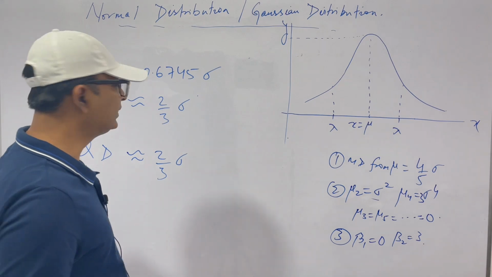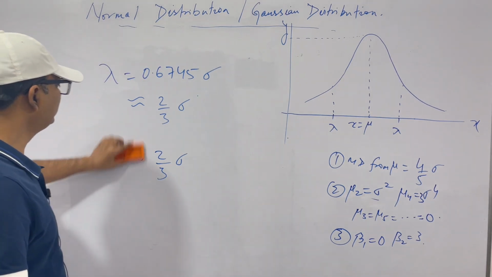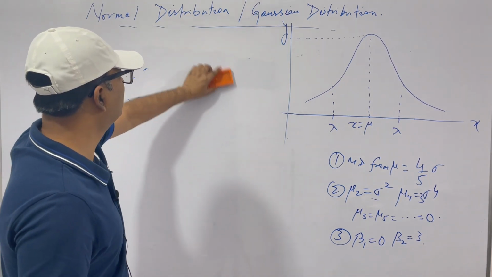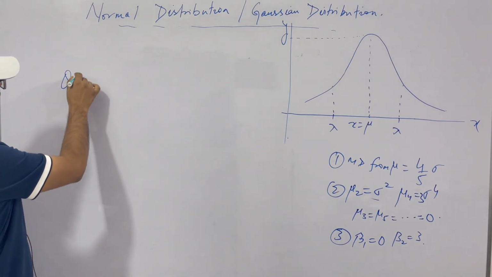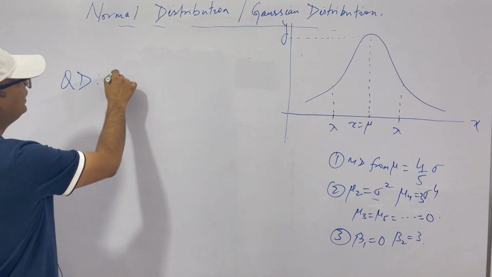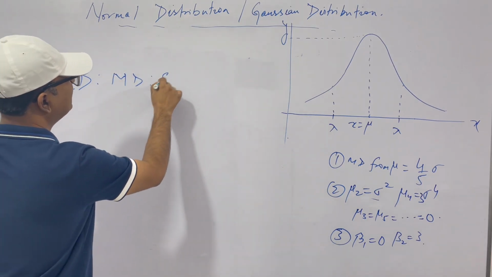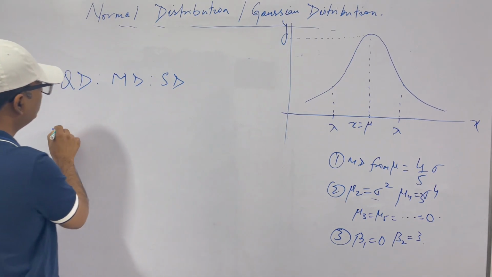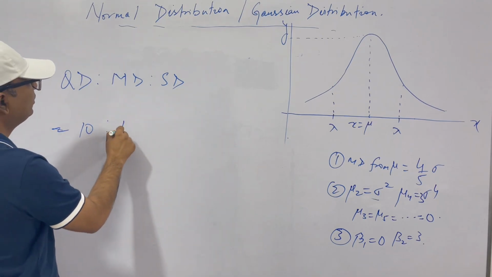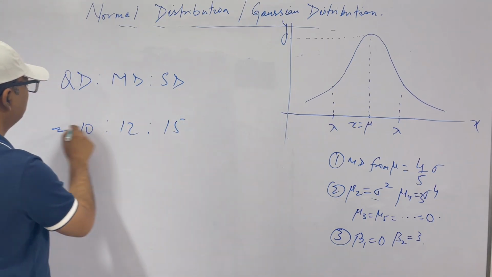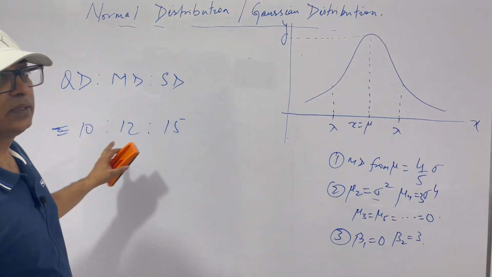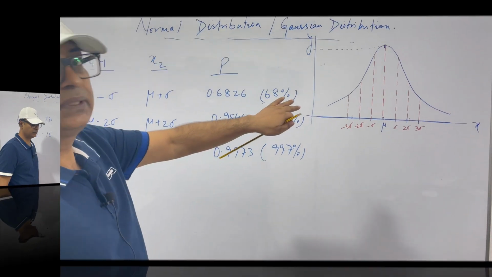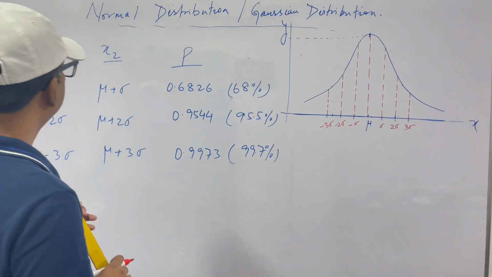sigma is standard deviation. Another very useful and very handy formula is a ratio that quartile deviation is to mean deviation is to standard deviation. This is equal to 10 is to 12 is to 15. So this you should keep in mind. This is very useful. Now I am presenting a very interesting topic.